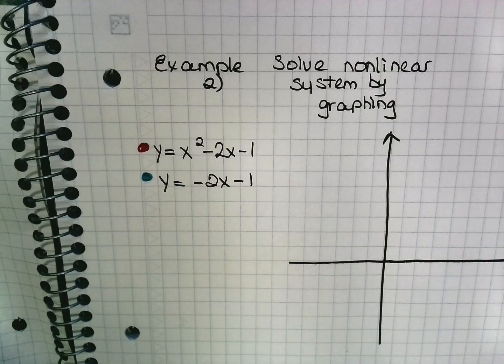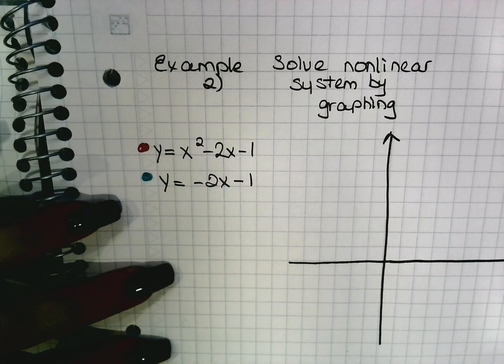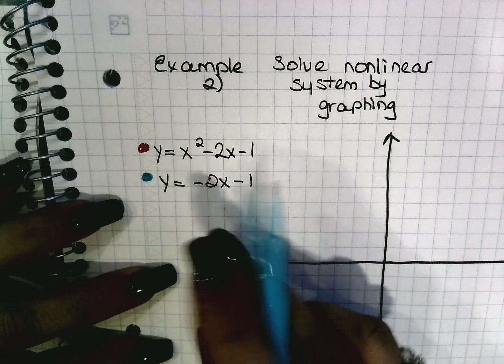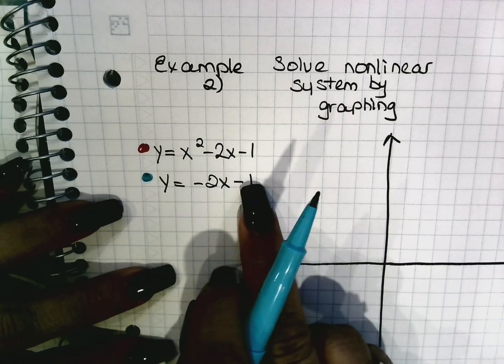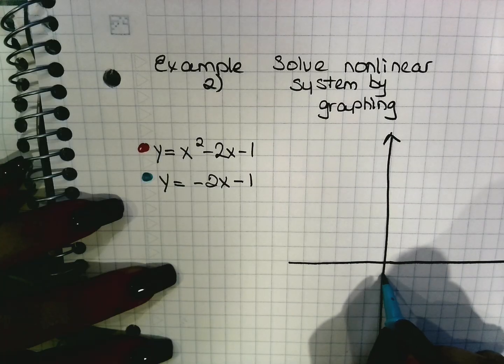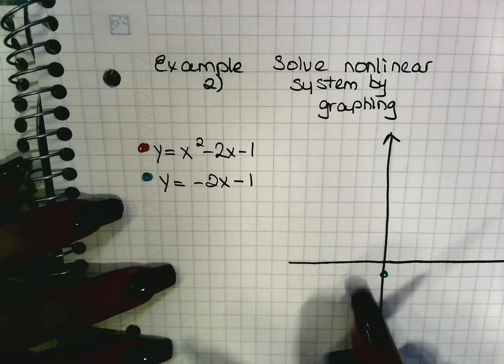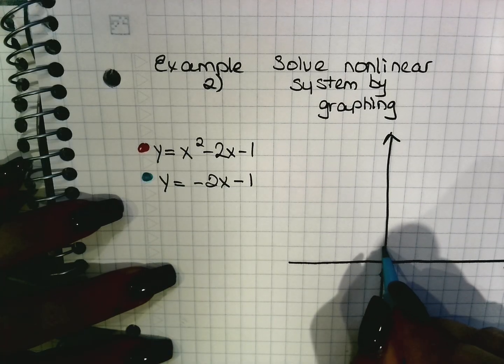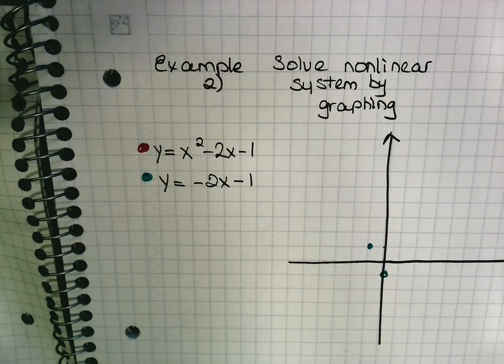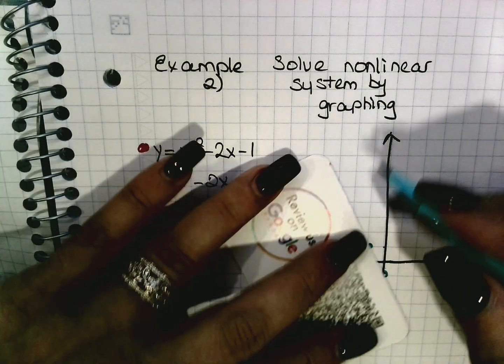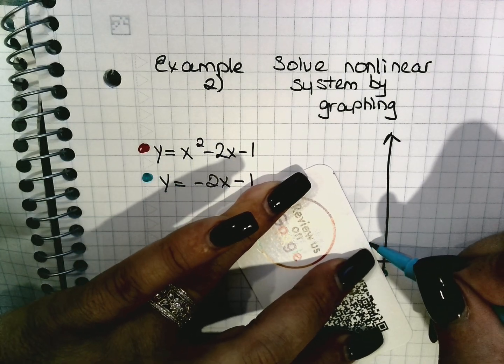So let's do the line because that's really easy to do. This is in slope-intercept form. So our y-intercept is at -1, and our slope is -2. So I'm going to go down 2, up 1, but to the left. Okay, remember negative slope is going to do that. So let's go ahead and connect these dots.